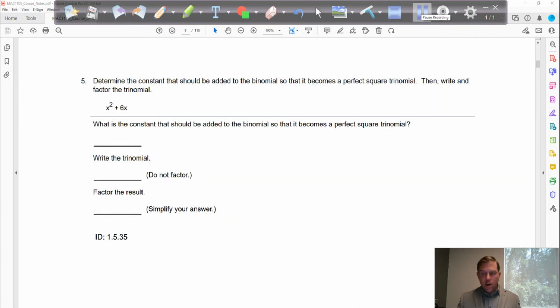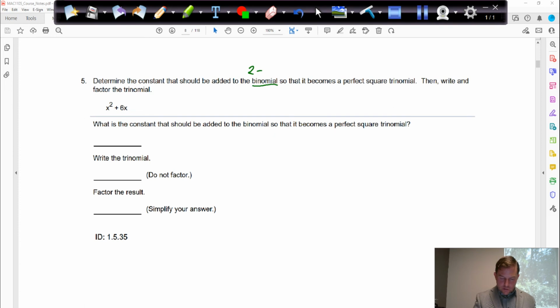Okay, for 5, we're going to create what's called a trinomial. A trinomial has 3 terms, from a binomial, which is 2 terms. Let's write this. So we have a binomial, which is 2 terms. And we want a perfect square trinomial, which will have 3 terms.